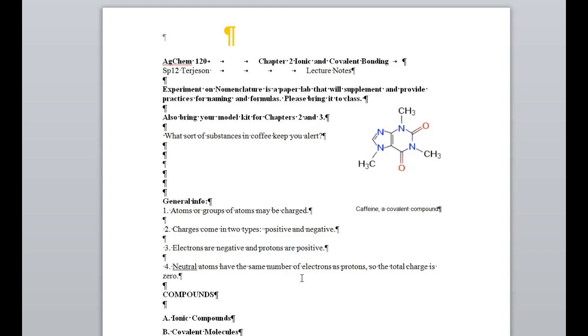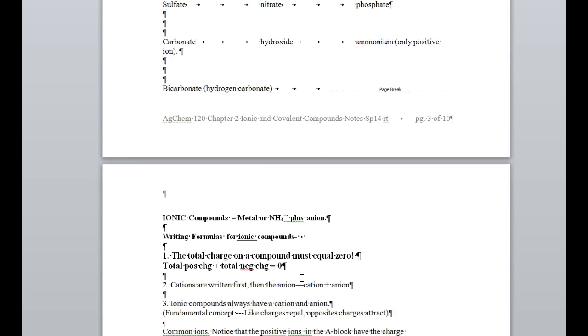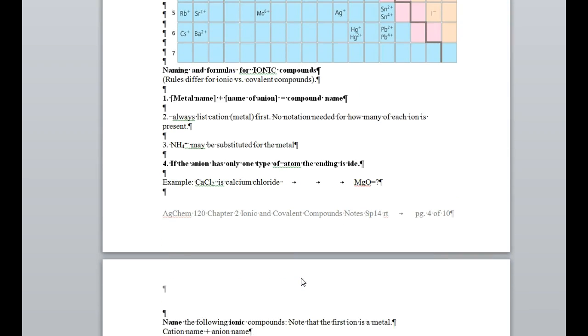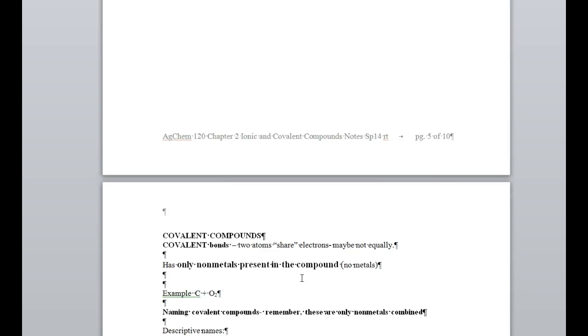Okay, so we're going to continue on with the second part of this. I'm going to have to go down and down here. We're starting on page 6. Four, 5, okay, 6. Here we go.